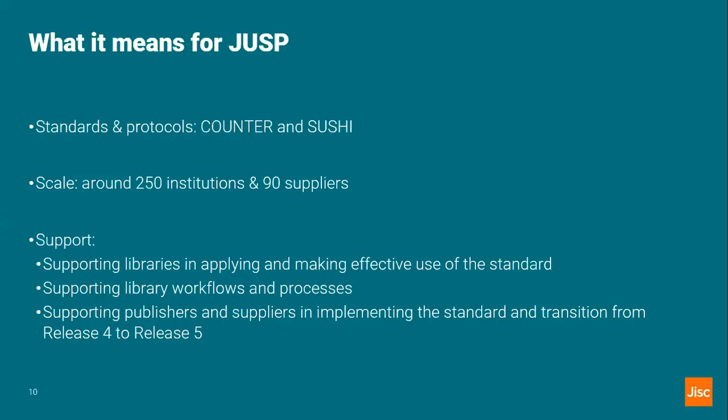And given the scale of JUSP, where we're working with around 250 institutions and around 90 suppliers, then we're obviously reliant, to a large extent, on standards and automation. It just simply wouldn't be feasible to deliver the service otherwise. So I think these are all things to bear in mind when thinking about development of the service.